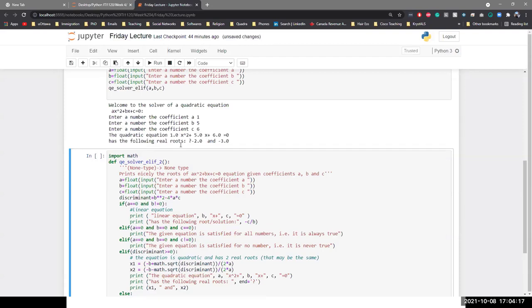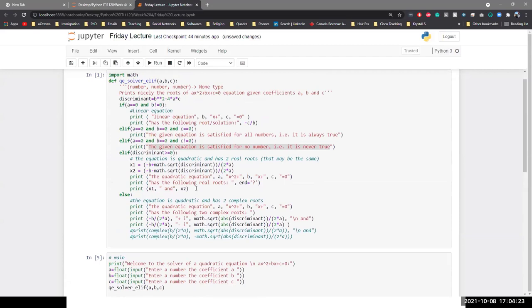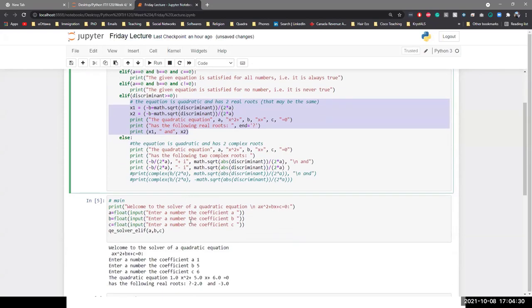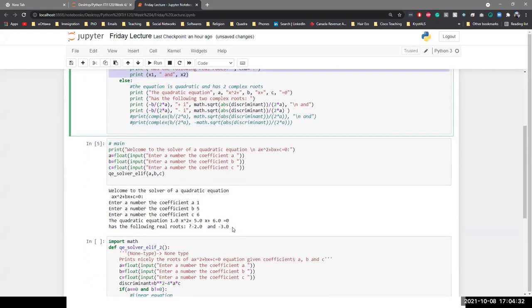Okay, so here it's the equation x to the power two plus 5x plus six equal to zero, because we're going into this indented elif and we're printing it. Okay. All right.